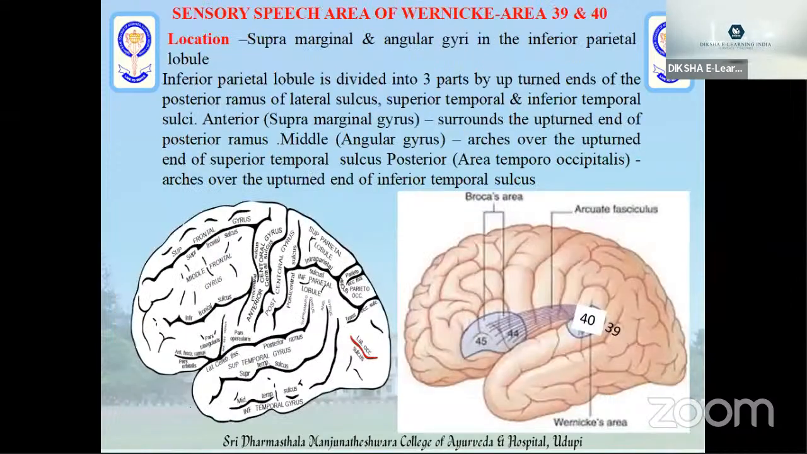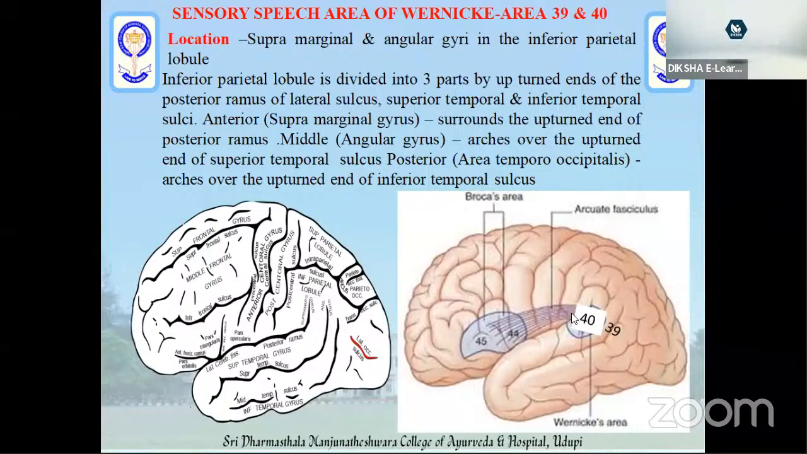Next, the sensory speech area, also called Wernicke's area. The motor speech area is located in the frontal lobe, whereas the sensory speech area is areas number 39 and 40. They are located in the supramarginal gyrus and the angular gyrus in the inferior parietal lobule, below the intraparietal sulcus. The inferior parietal lobule is divided into three parts by the upturned ends of the posterior ramus of the lateral sulcus, and the superior and inferior temporal sulci.